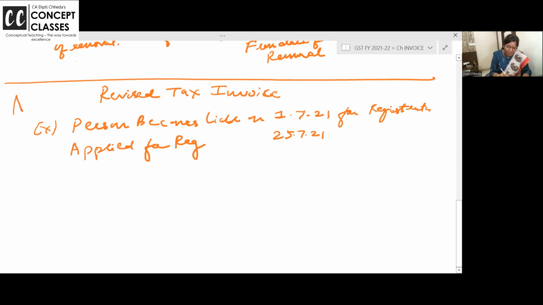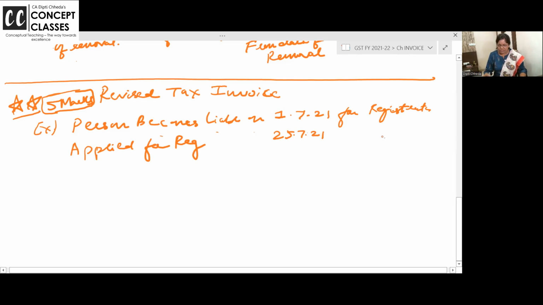Star mark this, give it 5 stars, and write here: for 5 marks. This question comes when there is something tough and technical in the exam, then there is also something very scoring like this. A person becomes liable on 1st July for registration, applied for registration on 25th July 21.